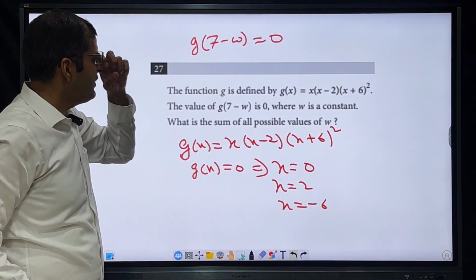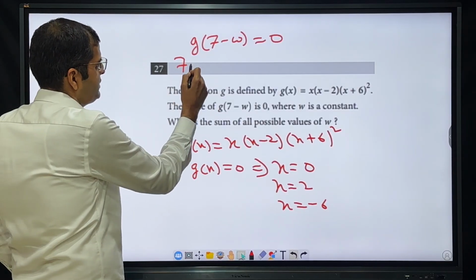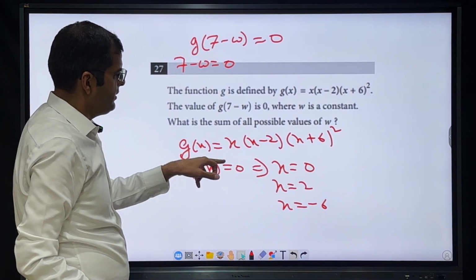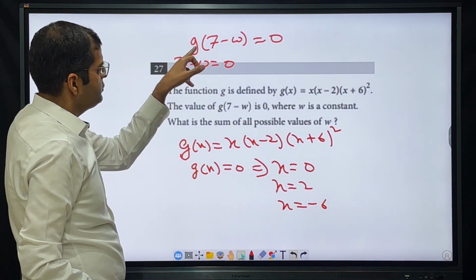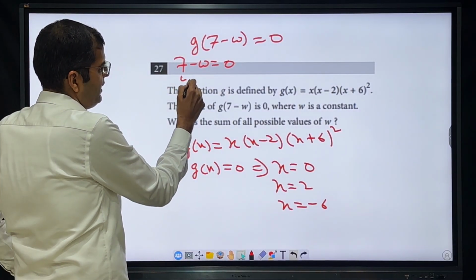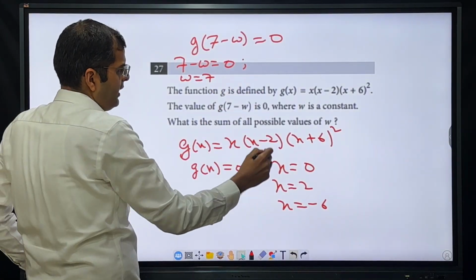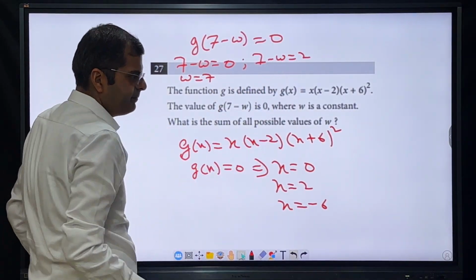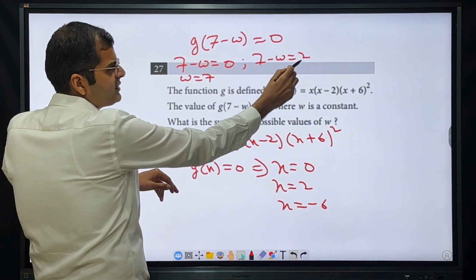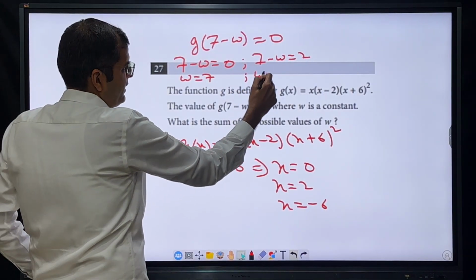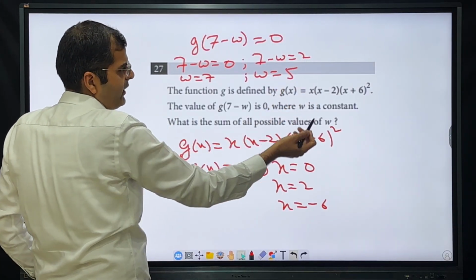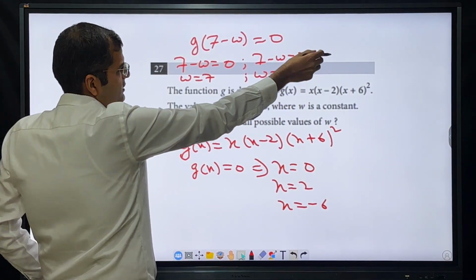I have been given g of 7 minus w is 0. So, first situation, 7 minus w can be 0, because at x equal to 0, g of x is 0. So from here I conclude w can be 7. Or I can get 7 minus w is equal to 2, because if g of x is 0, x is 2. If g of 7 minus w is 0, then 7 minus w can be 2. So from here I can get w is equal to 5. 7 minus 5 is 2.